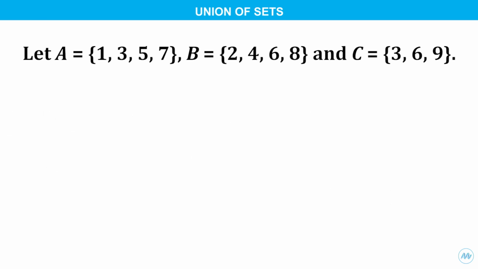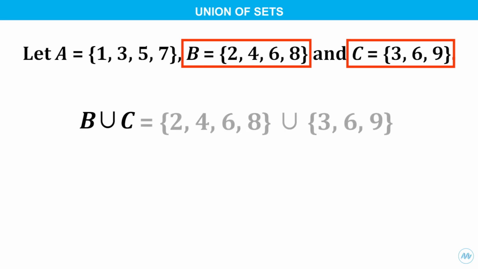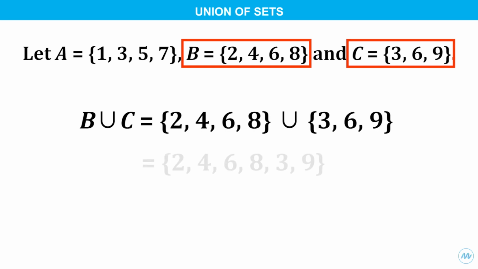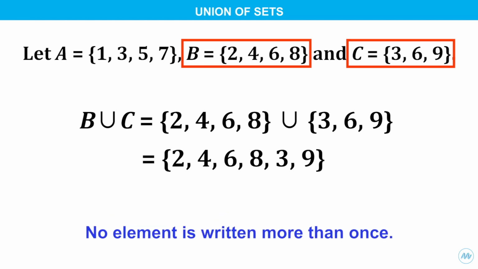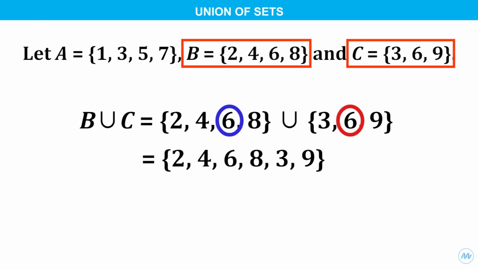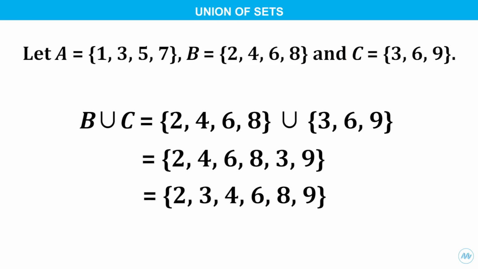To form the union of sets B and C, again, we simply put all the elements of the sets together in one set. Take note that no element is written more than once. Hence, the element 6, which belongs to both B and C, is listed only once in B union C.